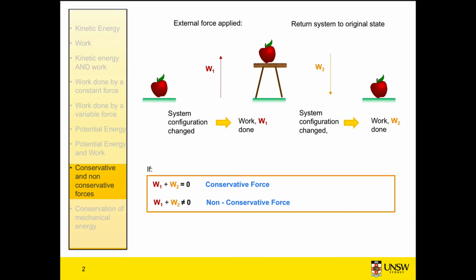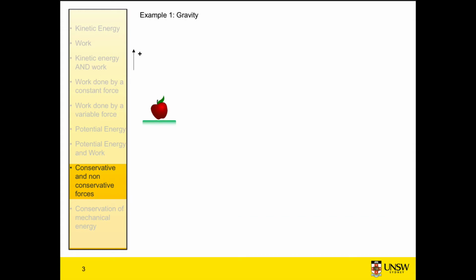So we'll look at the definitions of these two forces in a little bit more detail in the next video, but for now we'll just look at two examples of a conservative and non-conservative force. So our first example is gravity. Here we have an apple on the ground, and as we did in the last slide, we apply a force and move it upwards to a height h.